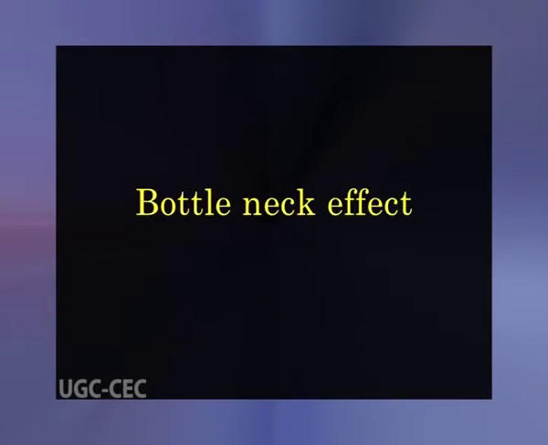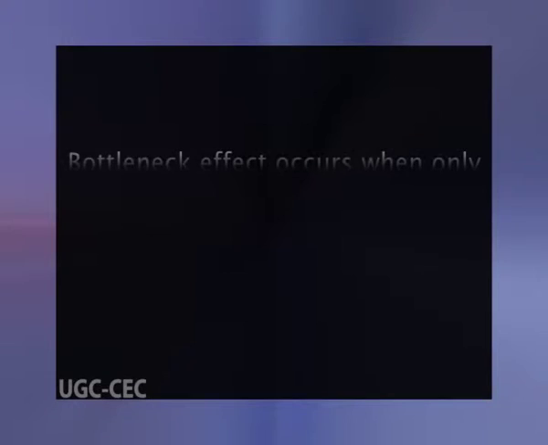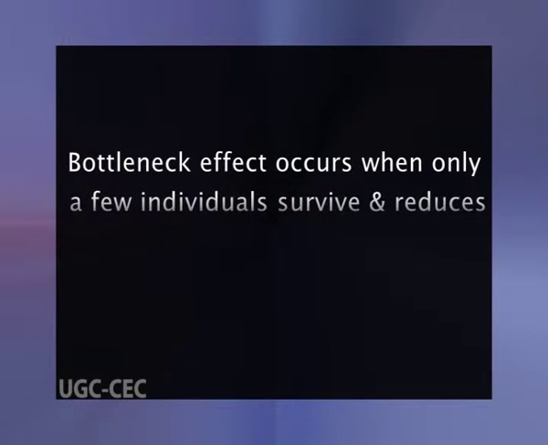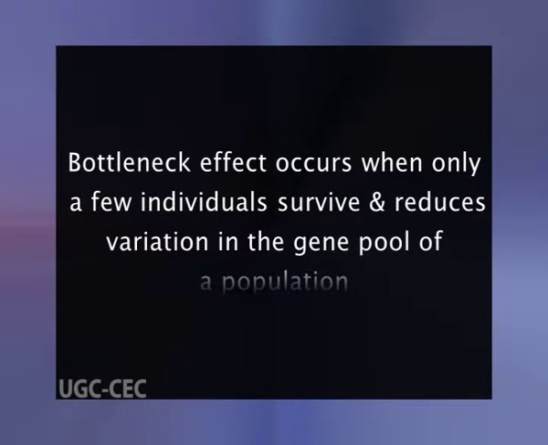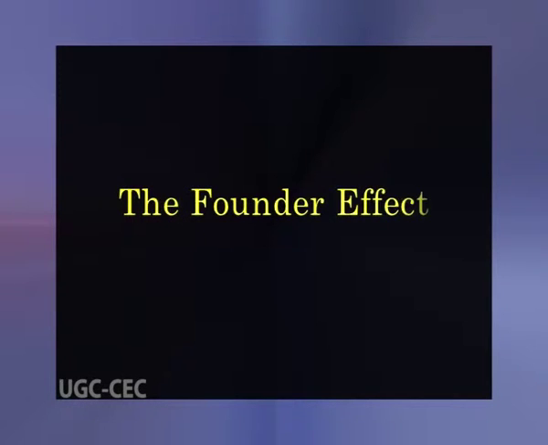Bottleneck effect. Genetic drift can also be magnified by natural events, such as a natural disaster that kills a large portion of the population at random. The bottleneck effect occurs when only a few individuals survive, and it reduces variation in the gene pool of a population. The genetic structure of the survivors becomes the genetic structure of the entire population, which may be very different from the pre-disaster population. The founder effect.